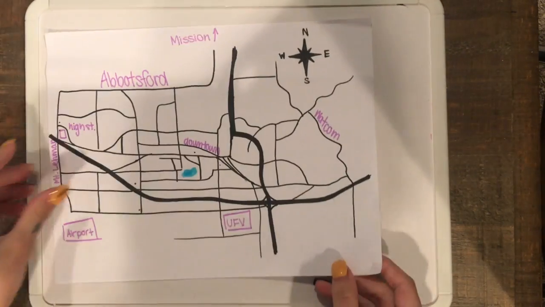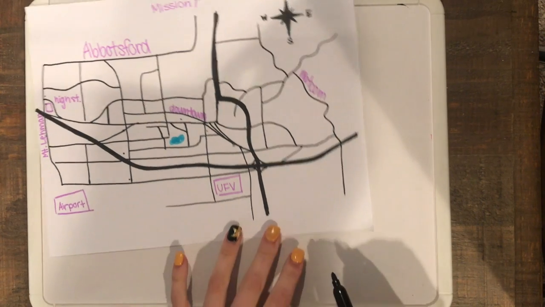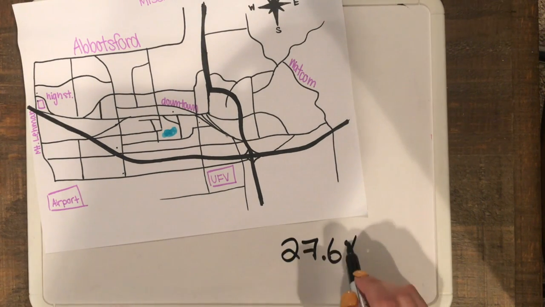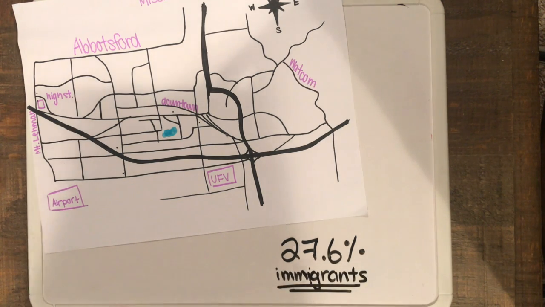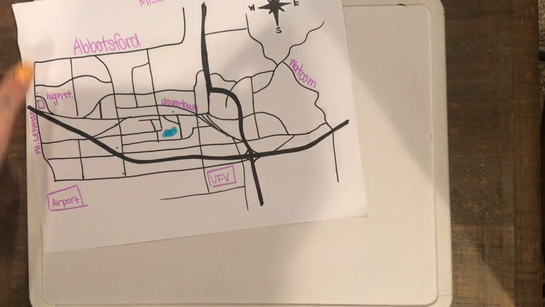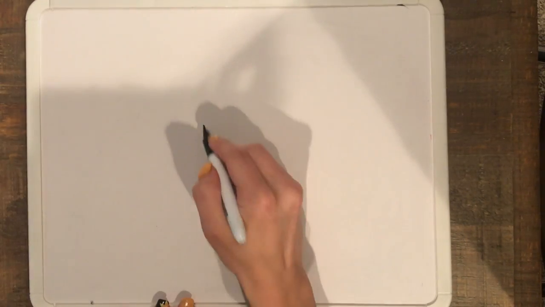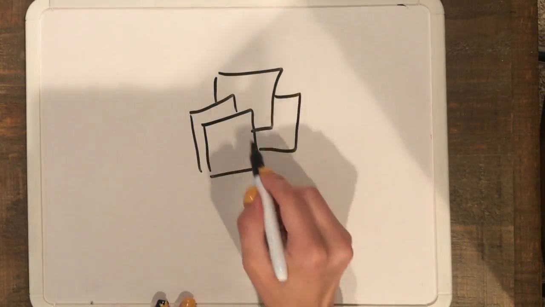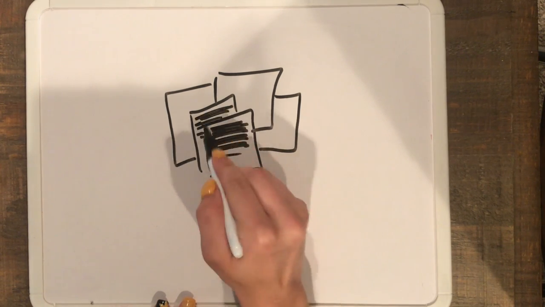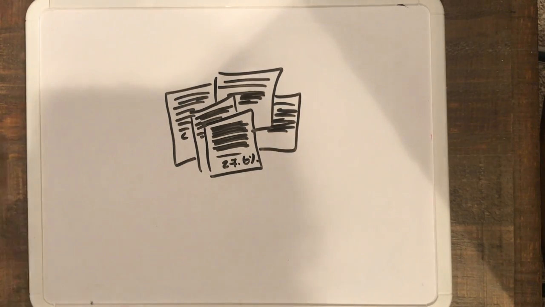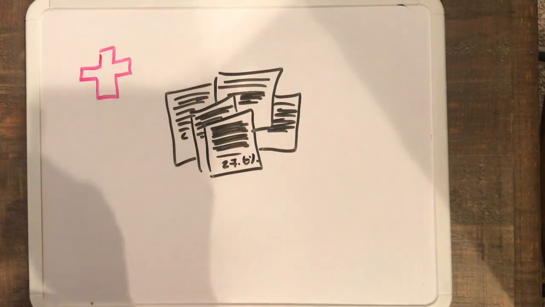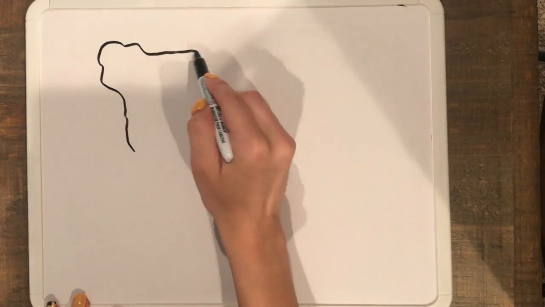We're talking about Abbotsford. Well, immigrants currently account for roughly 27.6% of the population in Abbotsford, according to the most recent census of 2016. Oh, a census, by the way, is a city's way of keeping track of their population numbers. It helps cities like Abbotsford keep tabs on numbers of ages, immigrants, births, deaths, and other really important data regarding population. But let's get back to immigration.